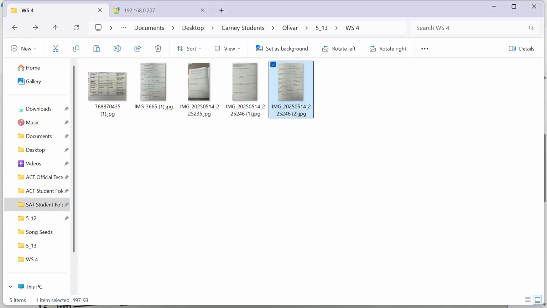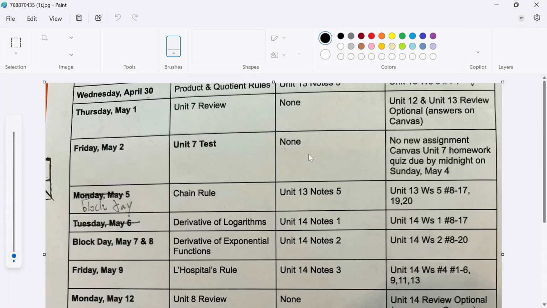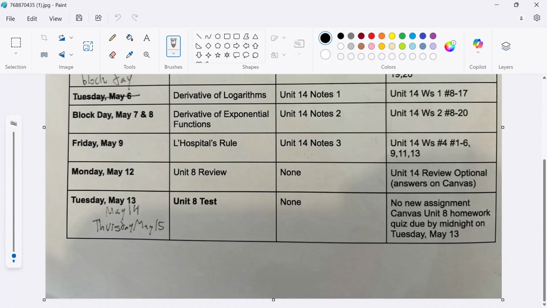And I think that's all of them that I have to do. Let me double check it. I'm on L'Hopital's rule, and I had to do 1 through 6, done in the last video, 9, 11, 13. Check, done.